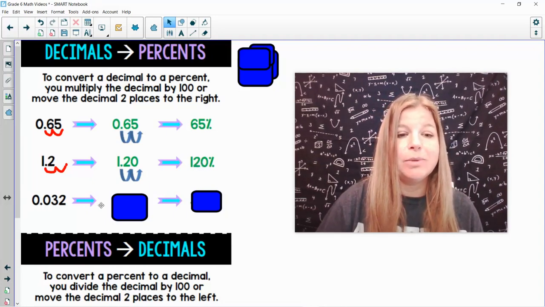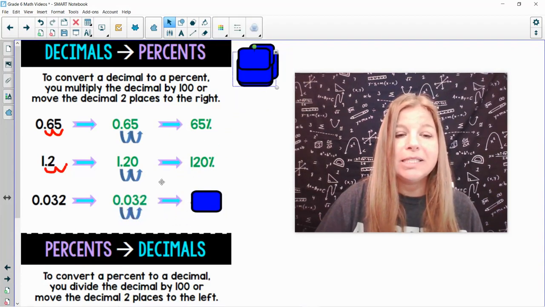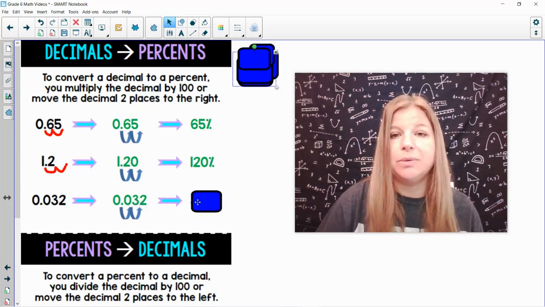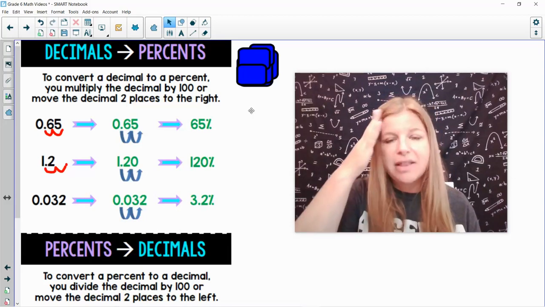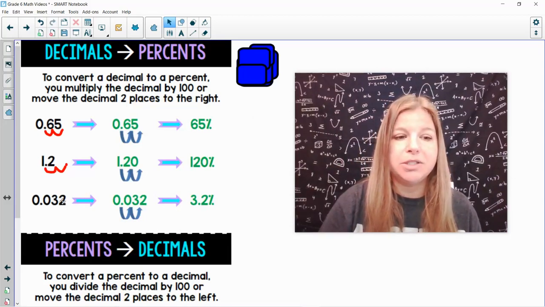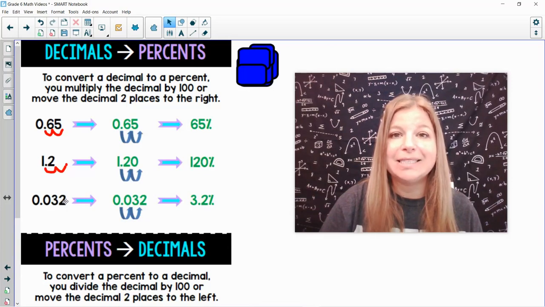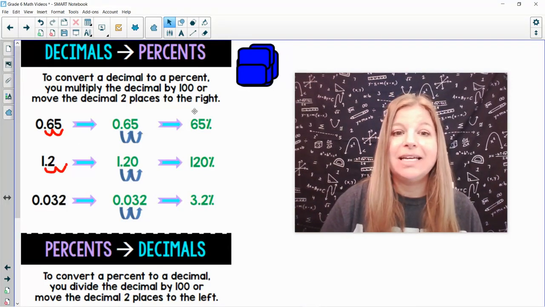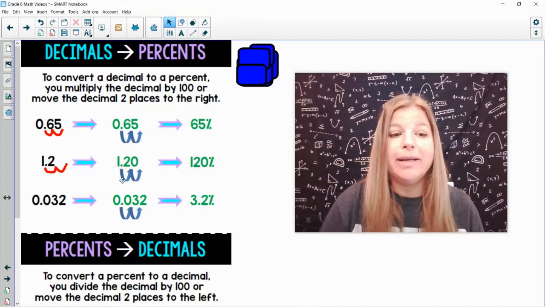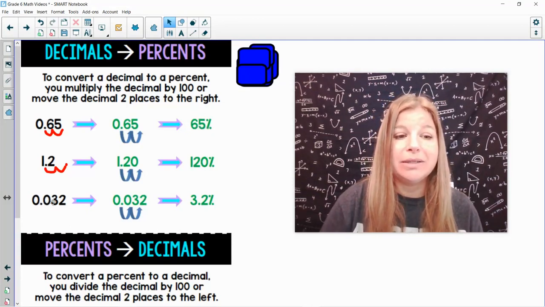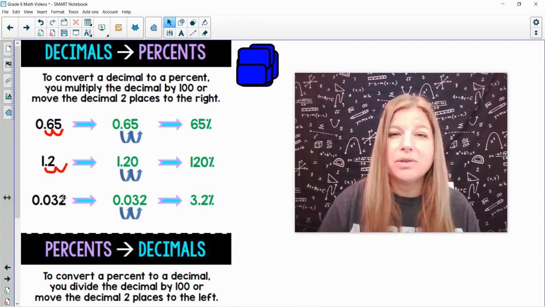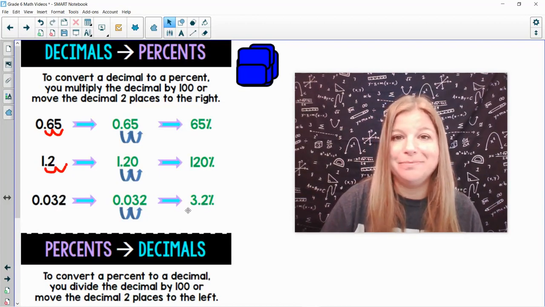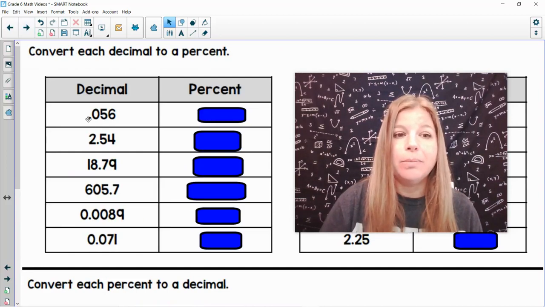0.032, if I take that decimal and I move it two spots to the right, 1, 2, the decimal would then be in between the 3 and the 2, and I would have 3.2%. Now, what I always tell my students is think about money, right? If I was to cover up this 2 here, that looks like 3 cents. 3% is 3 cents. 65 cents is 65%. Right? So your money looks like that. So if I have 0.032, that's a little bit more than 3 cents. It's 3.2%.